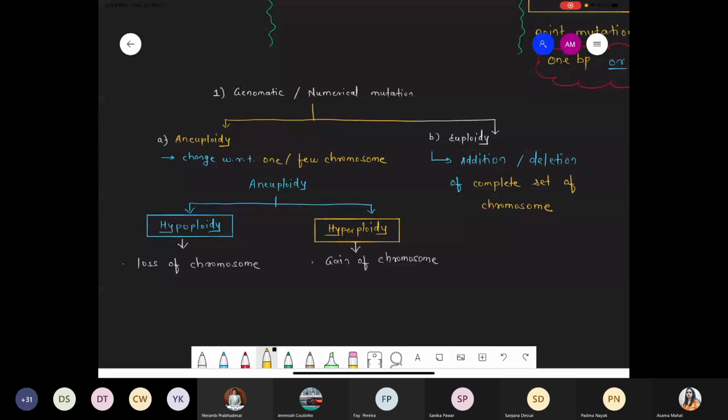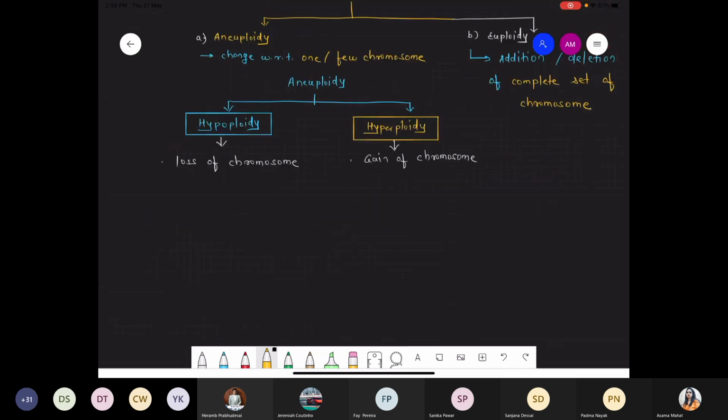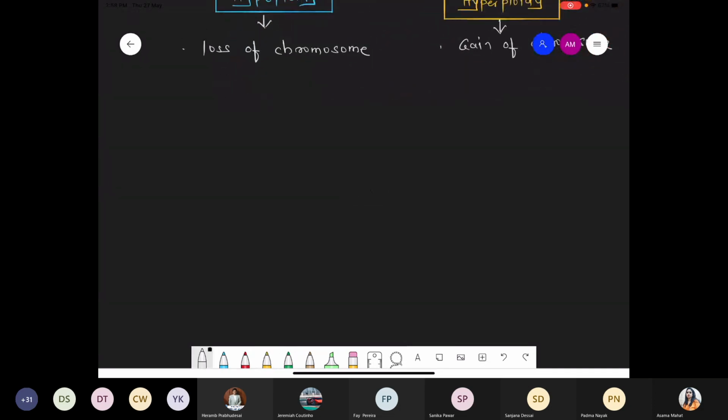Okay, so first of all, we are talking about hyperploidy, that is gain of chromosome. Listen to this point very carefully. Write down the first point. Number 1, we are talking about the first type, that is hyperploidy, addition of one or a few chromosomes.